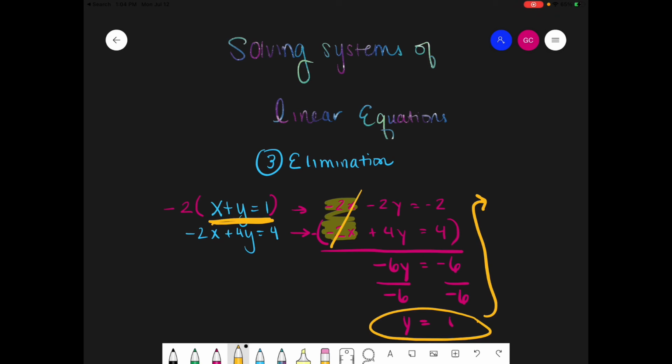Our first equation here, x plus y equals 1. We'll go ahead and plug in our y value that we have here. And that'll give us x plus 1 is equal to 1. Subtracting that 1 from both sides, we find that x is equal to 0, just again like we did in the last video. So the solution to our system is these two values, y equals 1 and x equals 0.